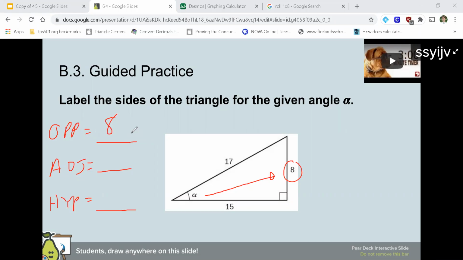Adjacent means next to. So which side is next to A or alpha? This is where people get tripped up, because both 17 and 15 are touching A, or alpha. But it can't be 17, because 17 has to be the hypotenuse. So usually what I tell people is to label the hypotenuse first. That way you don't get them switched. 15 is the leg that is adjacent, or next to. All right. Make sense?